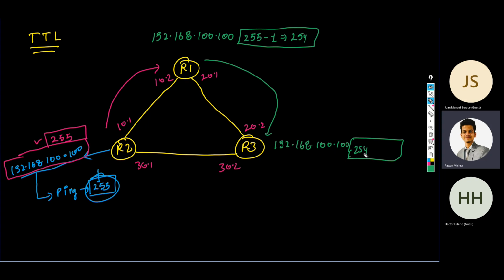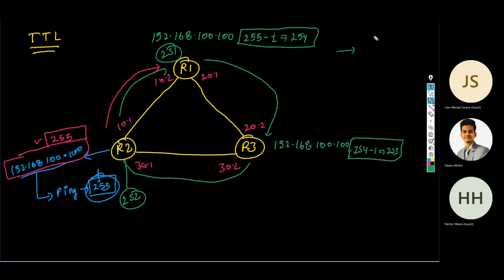Whenever R3 receives 254, it will decrement by 1. So that is 253. Exactly the same, when R2 receives it, it will decrement by 1, that is 252. Once this R1 router receives it, that is 251. So like this, one by one, at every hop, the TTL is decremented by one.